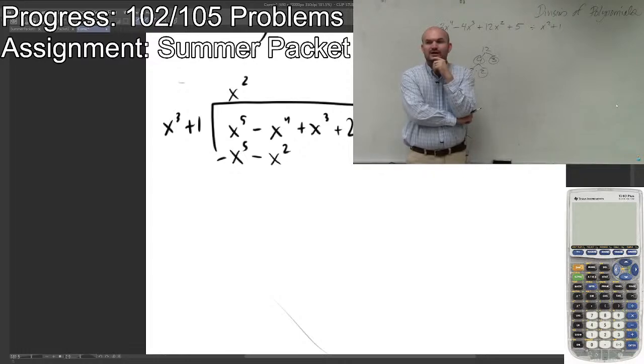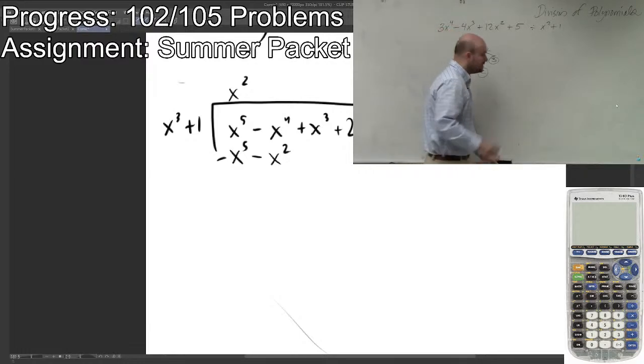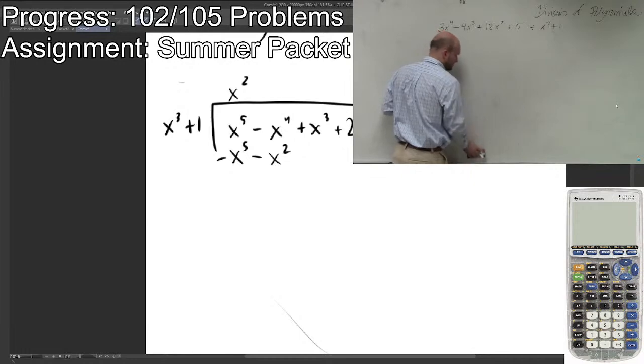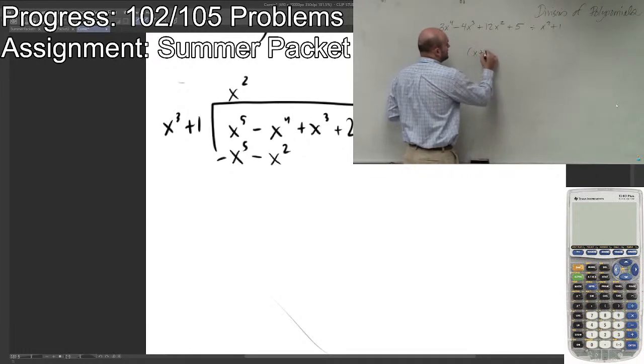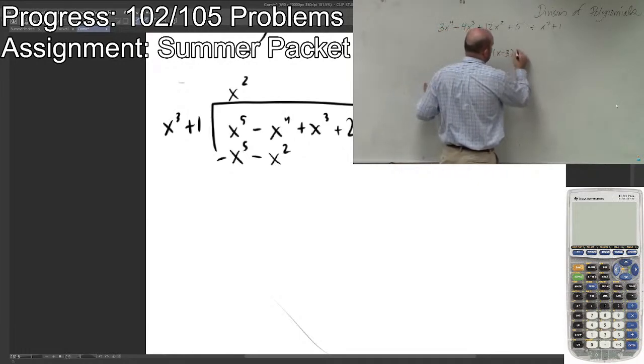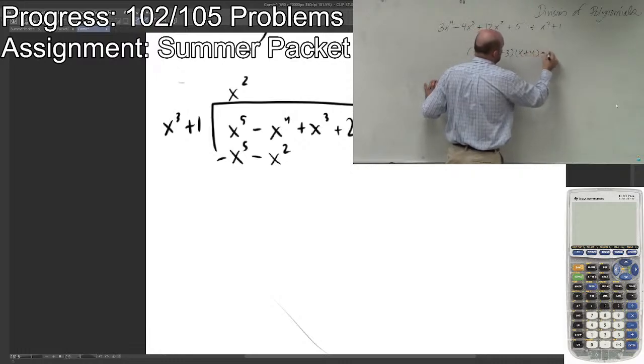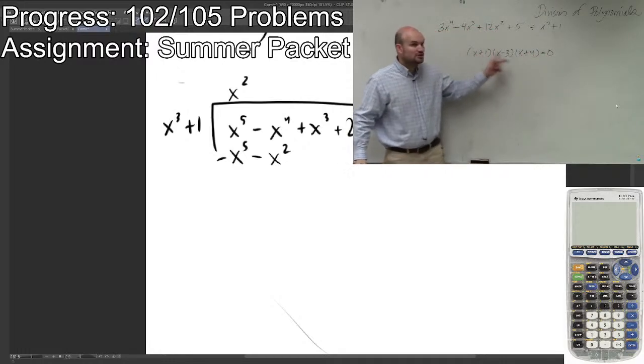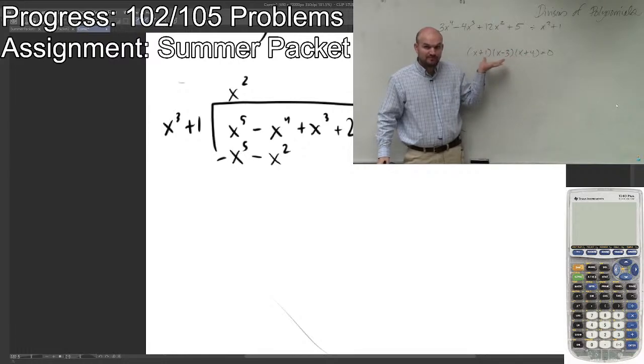Factors we can always write as, what can we find using the factors? No. Okay, real quick, before I even get into this: x plus 1 times x minus 3 times x plus 4 equals 0. Do you guys agree with me? Those are all factors of the polynomial?